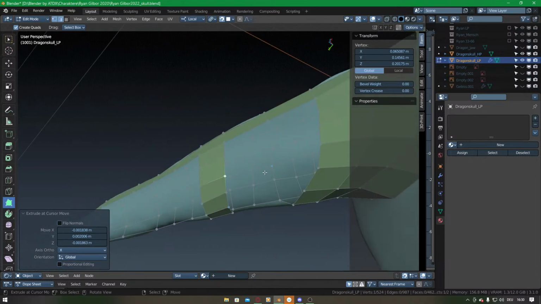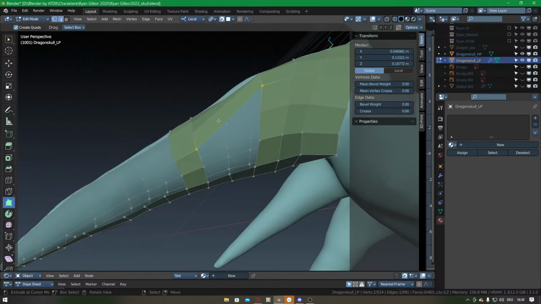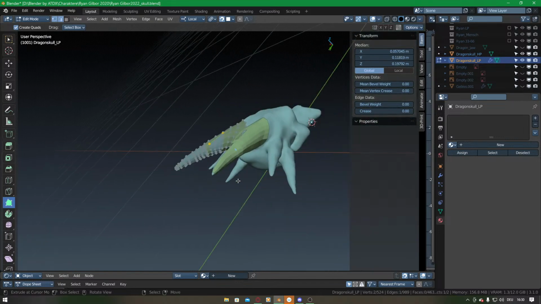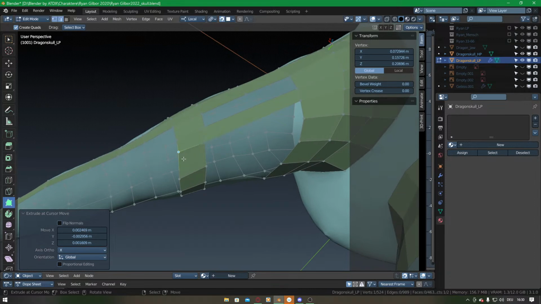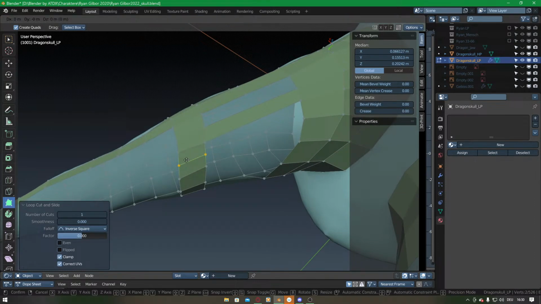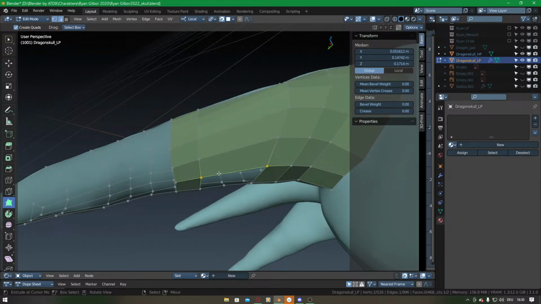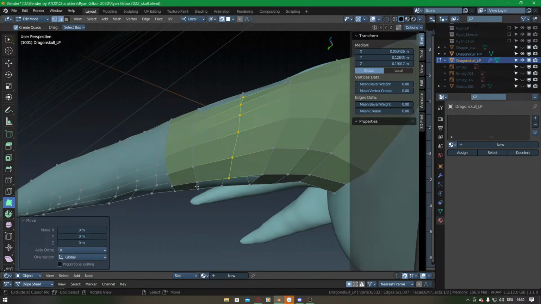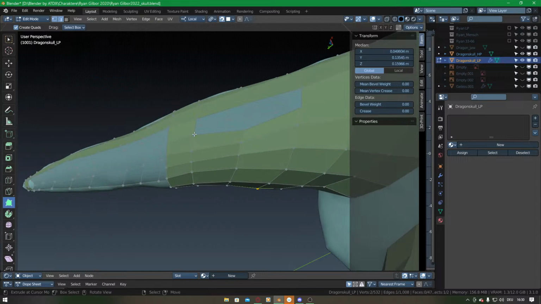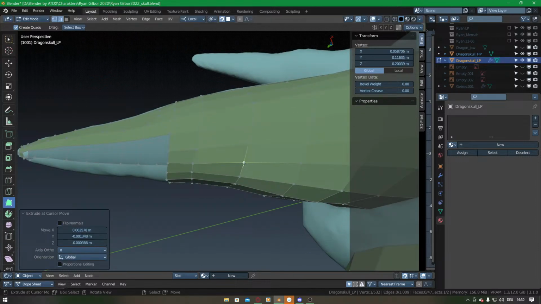Right, let's see. I'll connect those two. I see one is missing. Oops. Right, one cut. Skull, skull, skull.